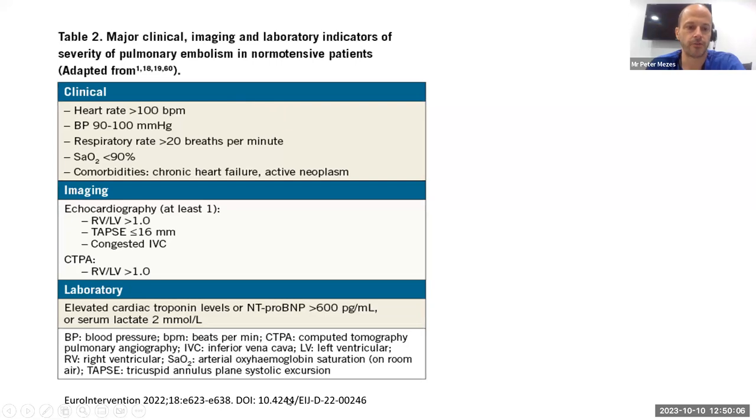There is a chart from the more recent ESC workgroup consensus document, which would help find out which patients in the intermediate high-risk group would benefit from treatment. We're looking at the same parameters, and if one or two of these are present, they recommend considering the patient for treatment. So if the patient is hemodynamically stable but has a heart rate above 100, or a blood pressure between 90 and 100, or a high respiratory rate, low saturation, or severe RV dysfunction, these are all patients who are likely not to do well in the long term.